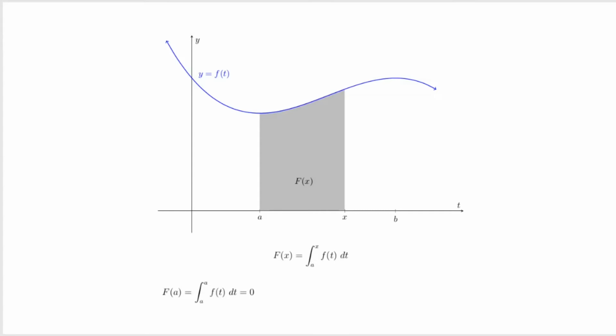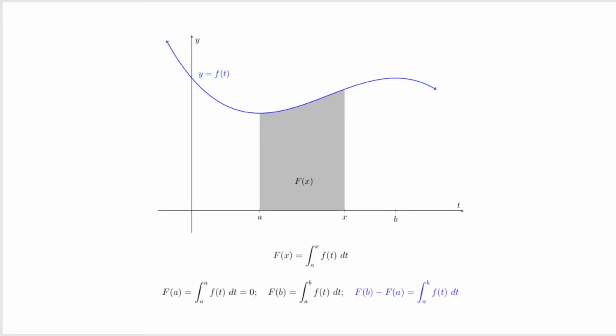Now, I said that x could be any value between a and b, and if x is precisely equal to a, then capital F of a is the area under the curve from a to a, or the definite integral from a to a of this function little f of t, and that's clearly equal to 0. On the other hand, if x is equal to b, then capital F of b is the full area under the curve from a all the way to b.